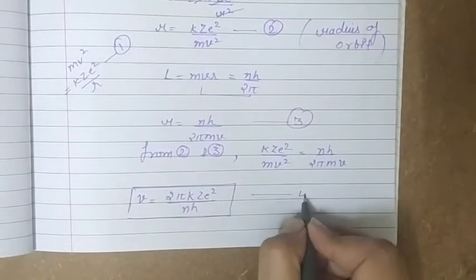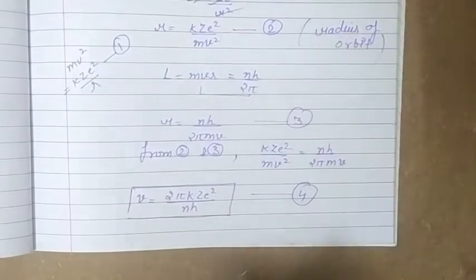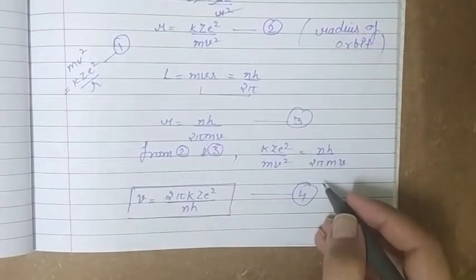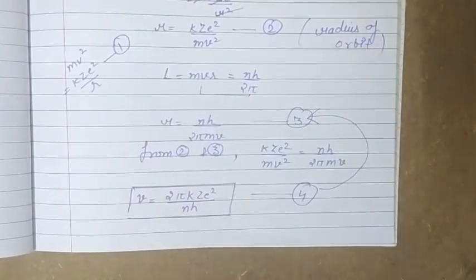Equation number 4 represents the speed of the electron in that orbit. Equations number 2 and 3 both represent the radius of that orbit. Again, if we substitute the value of v in equation number 3, we can eliminate v from equation number 3.